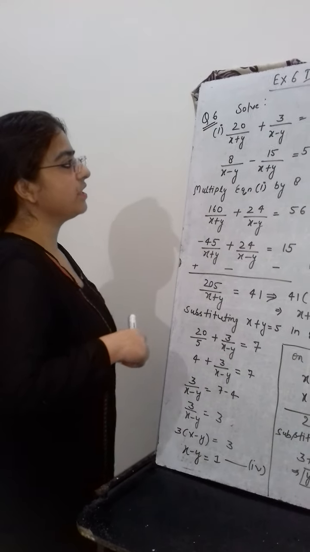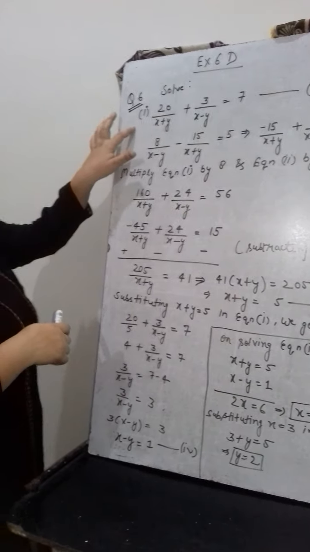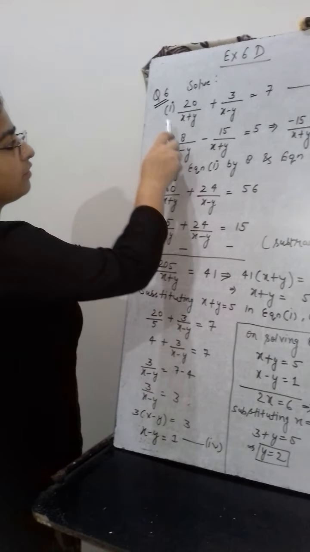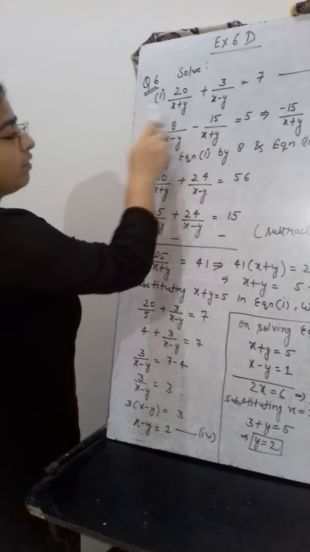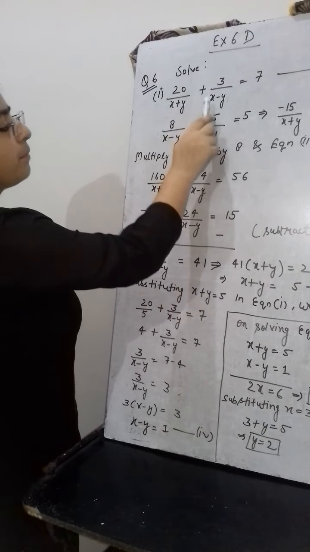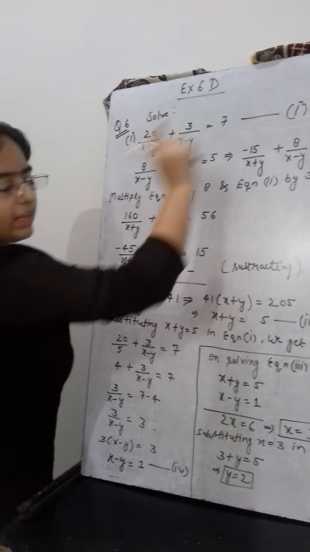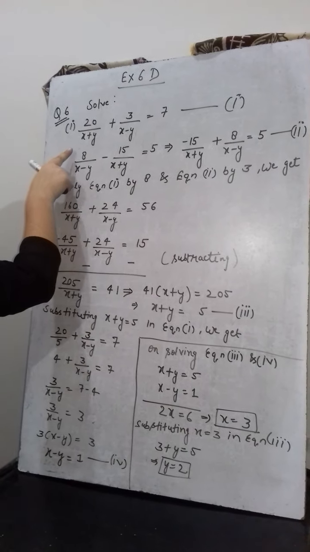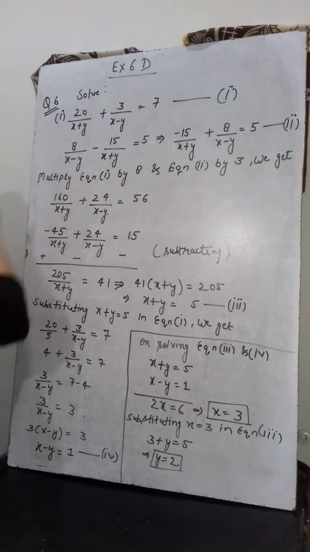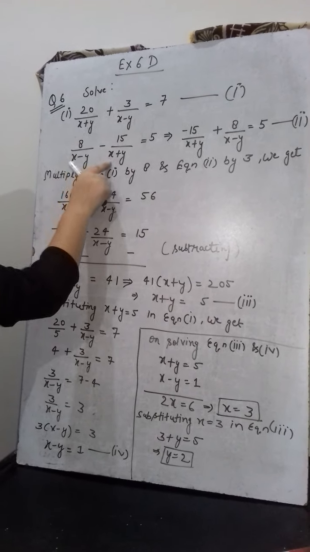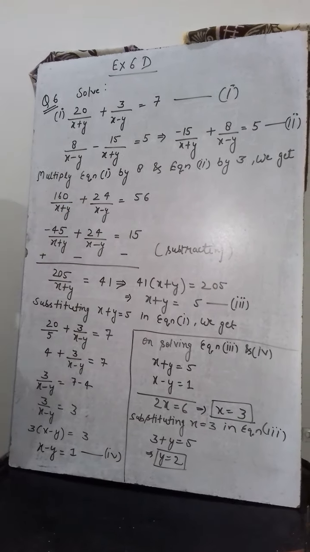Now let's see question number 6. First part. We have to solve the equation 20 upon x plus y plus 3 upon x minus y equal to 7. Let this equation be equation number 1. And the second equation given is 8 upon x minus y minus 15 upon x plus y equals 5.